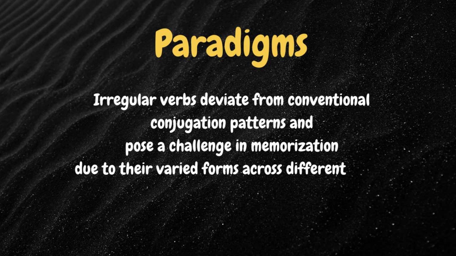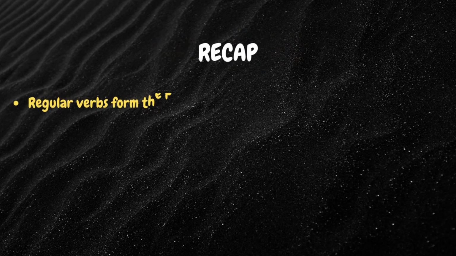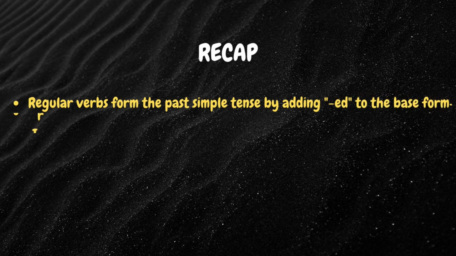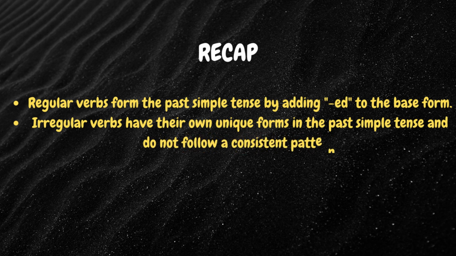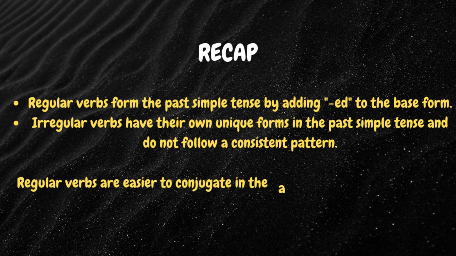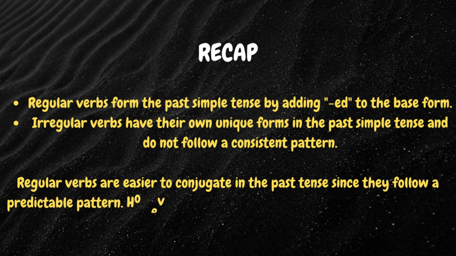memorized. Now that we've seen examples of regular and irregular verbs in the past simple tense, let's summarize the key points. Regular verbs form the past simple tense by adding ed to the base form. Irregular verbs have their own unique forms in the past simple tense and do not follow a consistent pattern. Remember, regular verbs are generally easier to conjugate in the past tense since they follow a predictable pattern. However, irregular verbs require you to memorize their unique past simple forms.